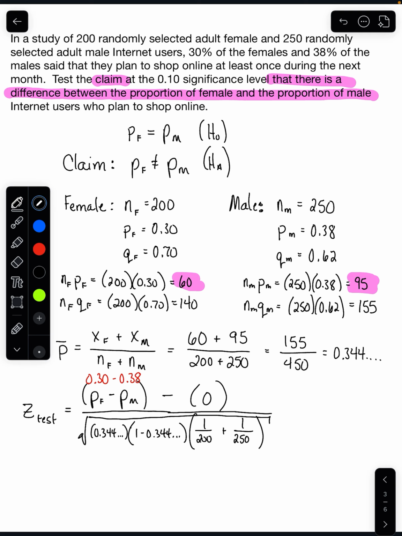And our test statistic here should come out to be negative 1.7746, etc., which we can get away with negative 1.77. Again, we can always go back and get more decimal places if we need to, but this is probably sufficient for being able to make our decision clearly.